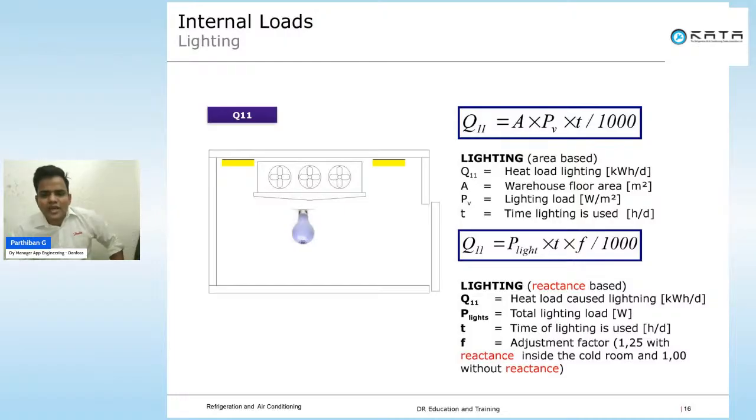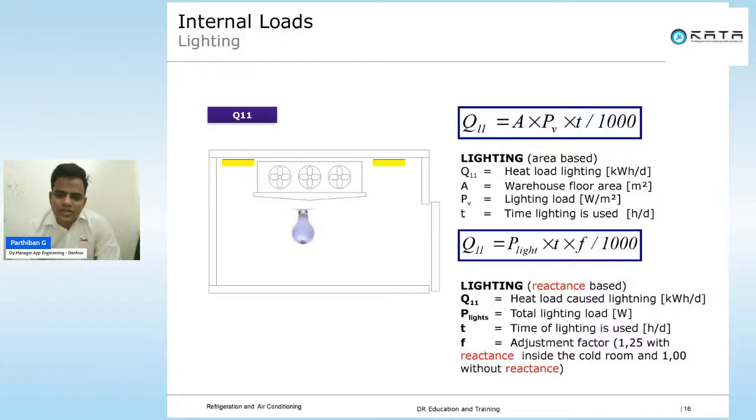So how to calculate it? It can be calculated in two ways. First option is area based. Second option is reactance based. If you see area based, many times when we design the cold storage, we will not know how many electrical bulbs the customer is going to install. If we don't know that value, there is a thumb rule, like per square feet this much light energy is required. So if you know the thumb rule, you can do it based on the thumb rule.